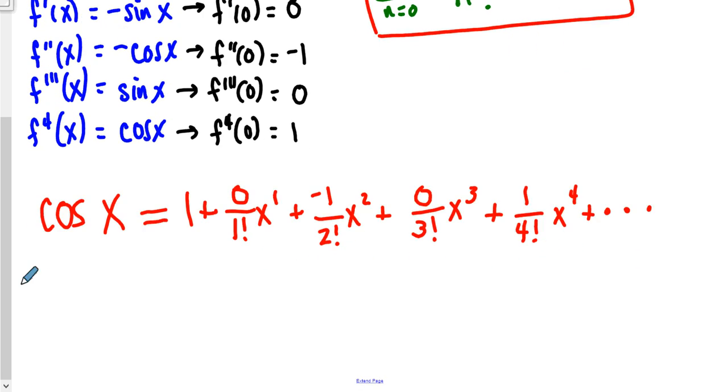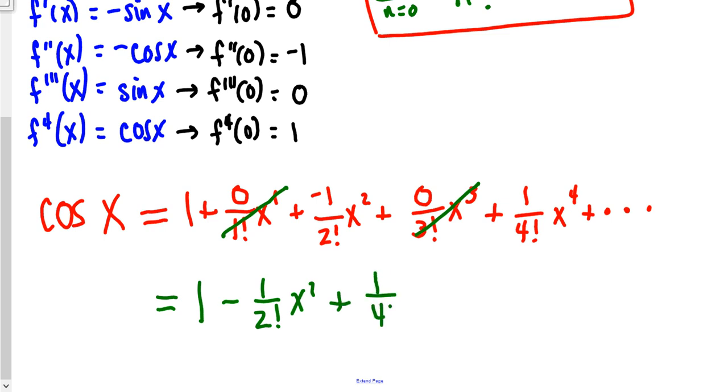And if we come back and do some cleaning, this term is 0, this term is 0. So if I come back through here now, I'd have 1 minus 1 over 2 factorial x to the 2nd plus 1 over 4 factorial x to the 4th. The next term is going to be minus, because I can see these as alternating, 1 over 6 factorial x to the 6th, and so on. Oh my gosh, the pen.